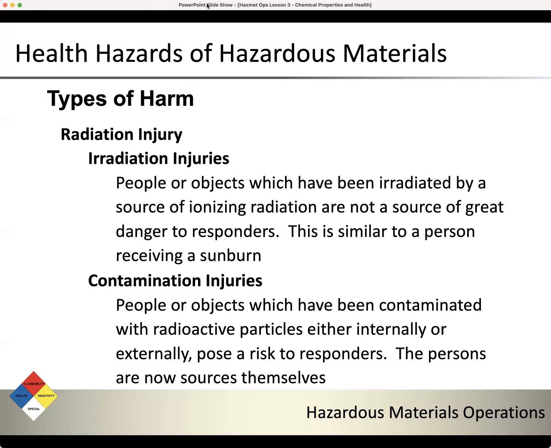Radiation injuries. There are irradiation injuries and there are contamination injuries. Irradiation injuries are people or objects which have been irradiated by a source of ionizing radiation. They are not a source of great danger to responders. This is similar to a person receiving a sunburn.